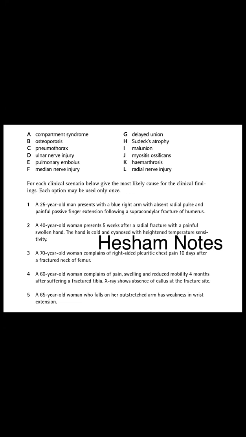5. A 65-year-old woman who falls on her outstretched arm has weakness in wrist extension. Loss of wrist extension is a radial nerve injury. Yes, radial nerve injury at the spiral groove. Okay, excellent. Another question.